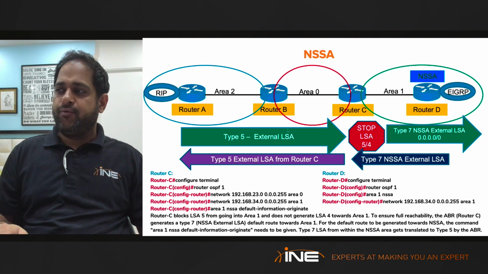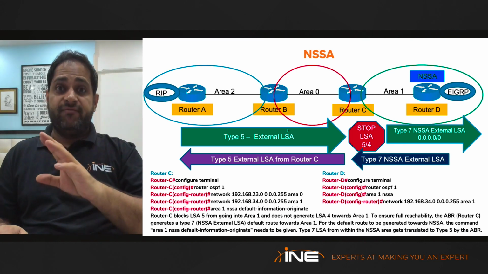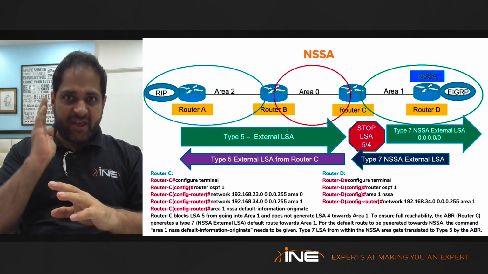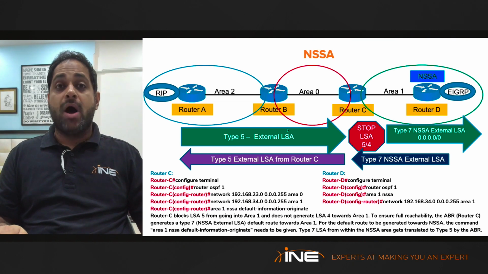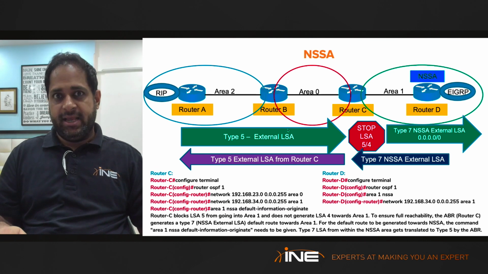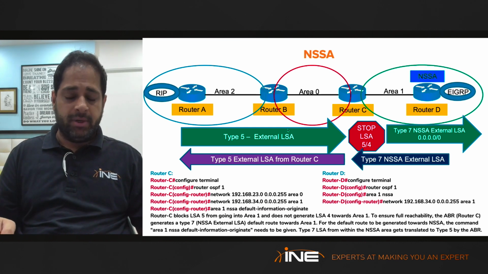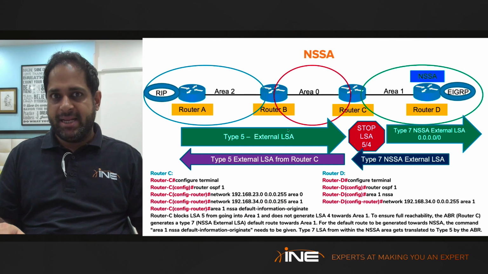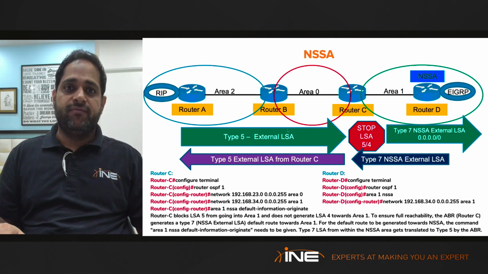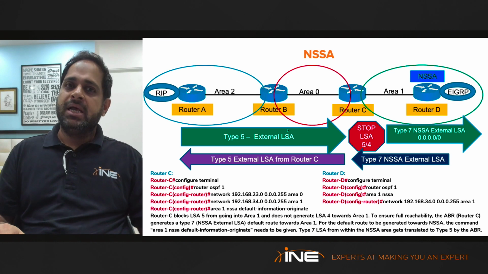So if you look at this diagram, the green arrow is coming from router A, type 5, reaches router C, and gets blocked. Type 5 and 4 get blocked, and then router C generates a type 7 default route towards the NSSA area. That's why router D would be able to reach RIP routes of router A using that default route. But this default route does not come automatically. You have to give the command default-information originate under NSSA. So the command is area 1 NSSA default-information originate. That's one part of it.